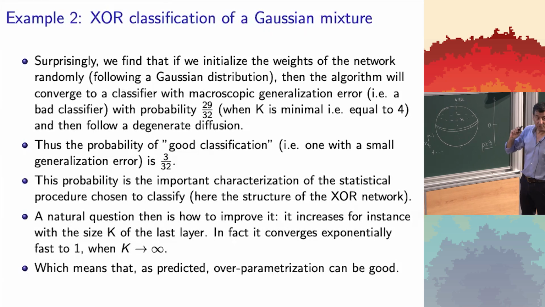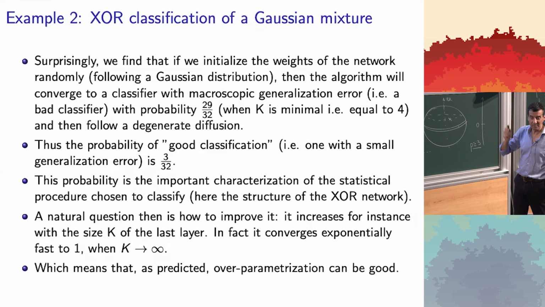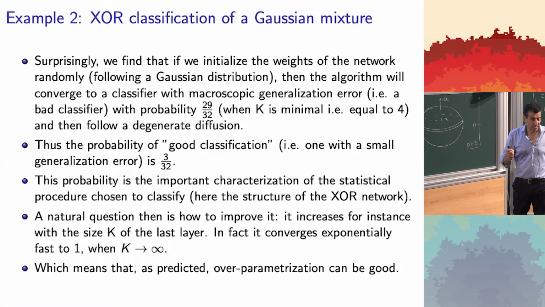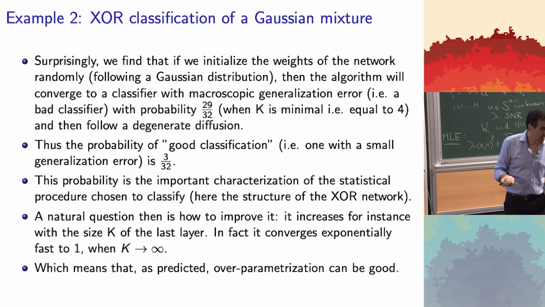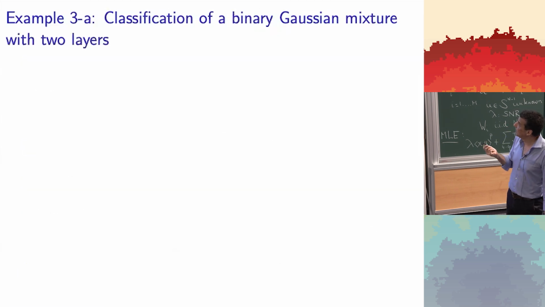So over-parameterization can be good. All right, so that's a simple example you can remember, that things are not necessarily dimension 1. They can be much richer than that.